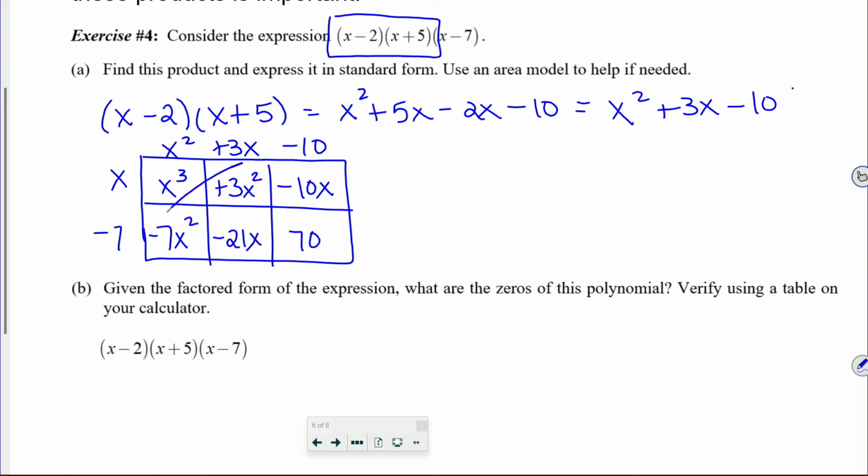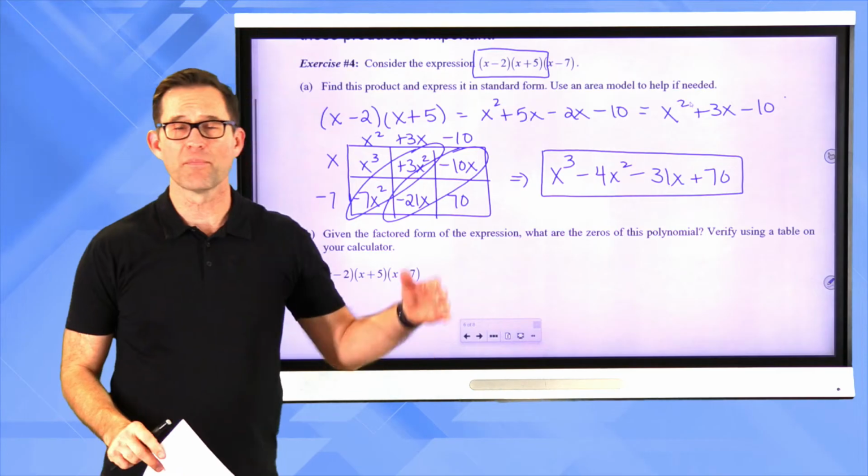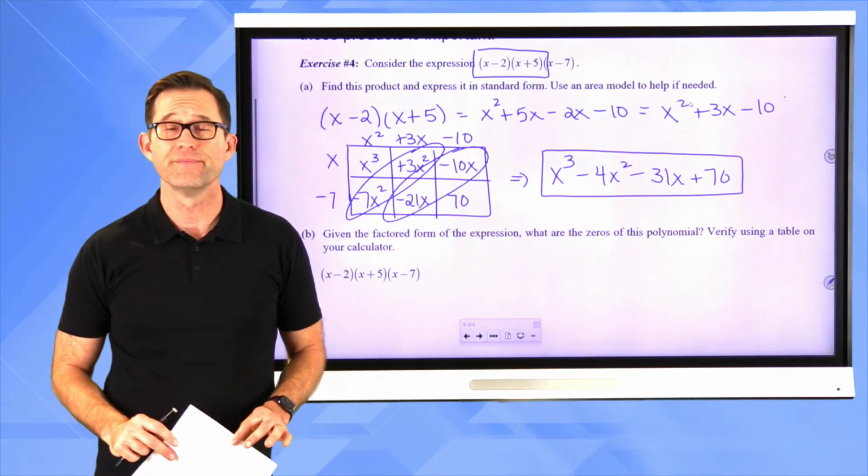One of the beautiful things about area models is that oftentimes along the diagonals we have like terms. So this ends up giving me x cubed minus 4x squared minus 31x plus 70. Let me make sure that's correct. And it is, right? Very important to be able to multiply out 3 or more binomials.